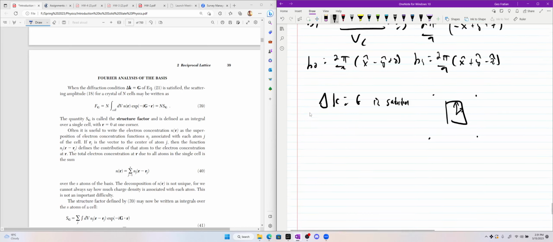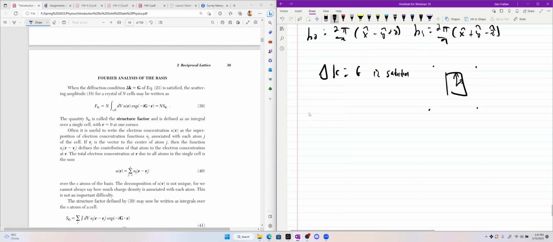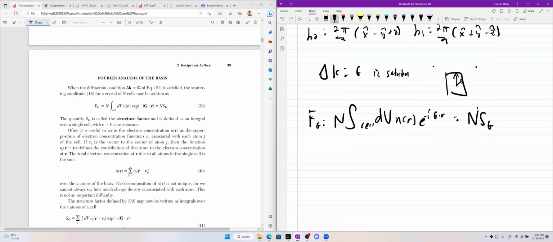We can write the scattering amplitude for a crystal of N cells as F of G equals N times the integral over the cell, over the whole volume, of n of r, the electron density, times e to the negative i G dot r, which is just N S_G, where S_G is this thing called the structure factor and is defined as an integral over a single cell with r equals 0 at one corner.